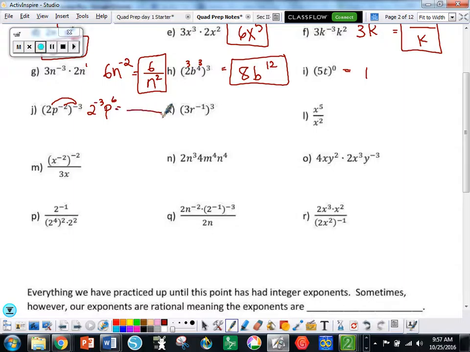Now if I make that into a fraction because I have a negative exponent, will the p be on top or will the 2 be on top? Or both, what is it? Does the 2 have a negative exponent? Yeah, so it goes down, right? If p has a positive exponent, it stays up. Now can I rewrite anything there? Yeah, final answer, p to the 6 over 8. Good. Try part K then.